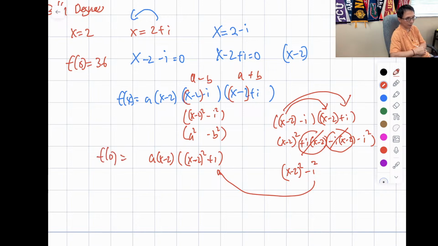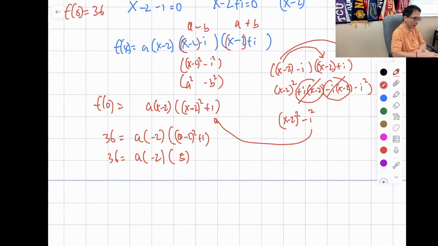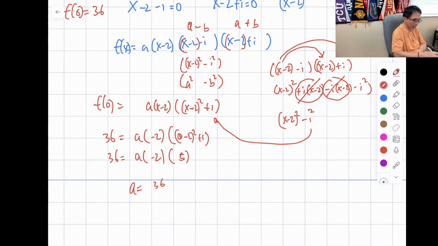And then you can find out what a is using f of 0. I don't know what a is, but you can figure it out now by plugging in 0: 36 equals a times -2 times (0 minus 2) squared plus 1. So 36 equals a times -2 times (4 plus 1), and 4 plus 1 is 5. So a is equal to 36 over -10, which is equal to -18 over 5. So that's why it's going to be -18 over 5. So you figure out those equations.